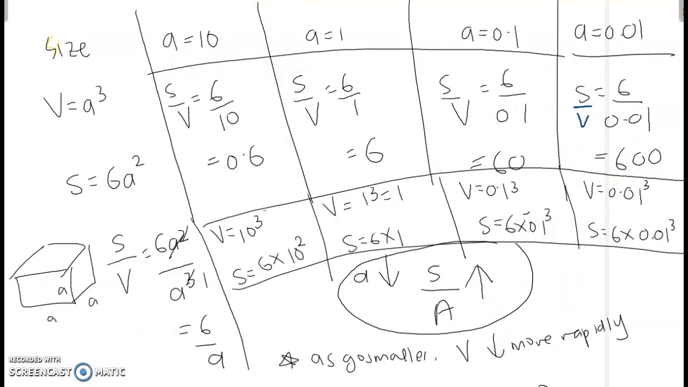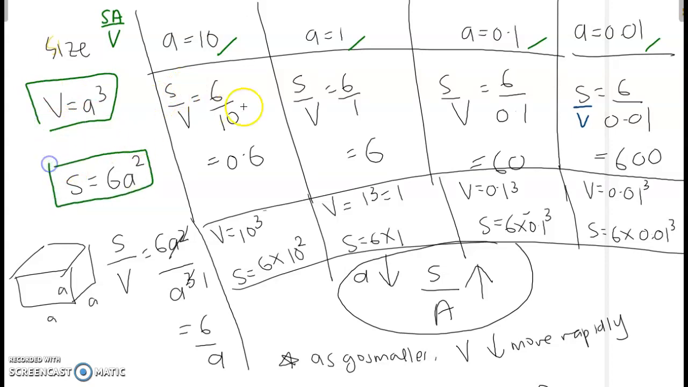Okay, so let's see the comparison when we go smaller. Let's say the length of the cube here goes from 10, 1, 0.1 and 0.01. Let's calculate the surface area and the ratio of the surface area to the volume. So here, the volume is A cubed, and the surface area is 6A squared.